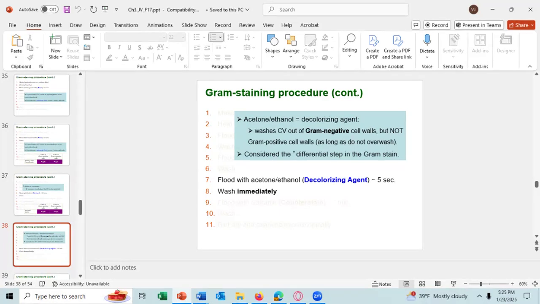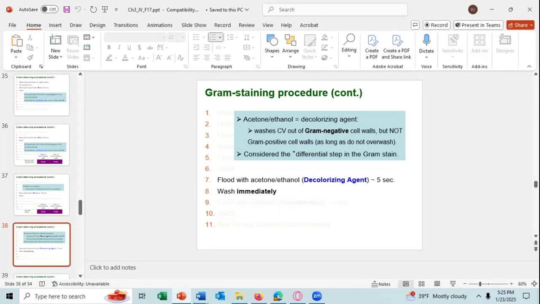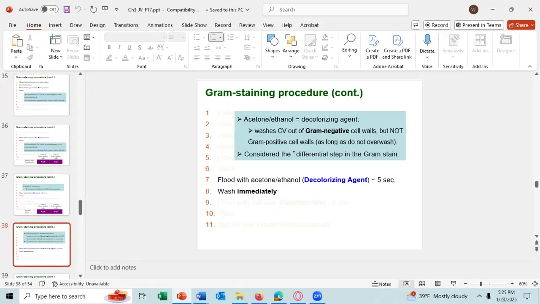As I stated, you apply the decolorizing agent for around 5 seconds, and the best way to do it is just apply it. Watch the crystal violet running down the slide. When the crystal violet stops, stop applying the decolorizing agent. You then need to wash immediately with cold water, gently.